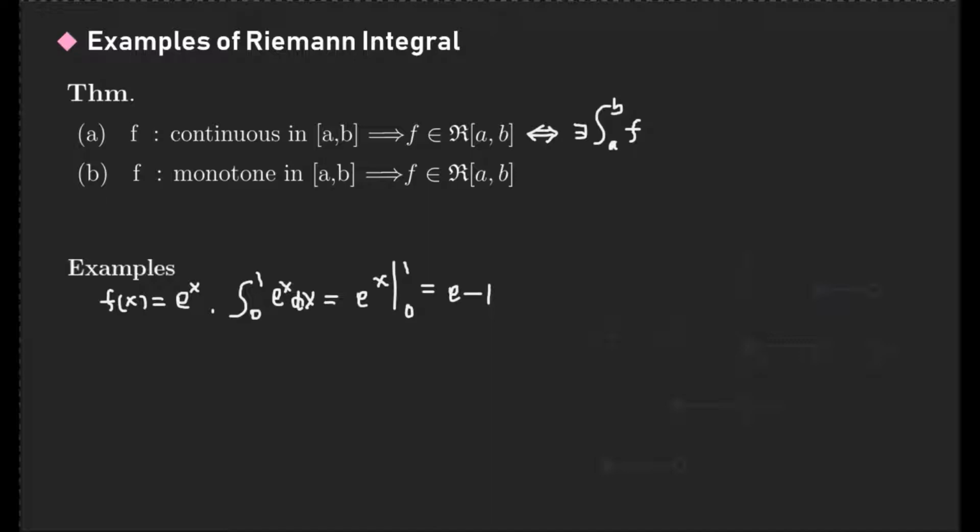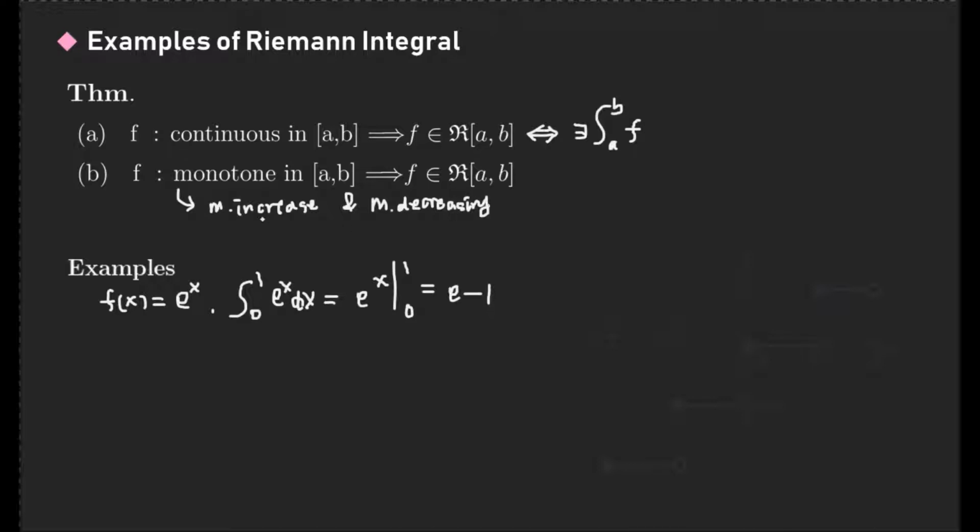Okay. The interesting theorem is the second property. Suppose f is monotone on [a, b]. What is monotone? Monotone covers two cases: monotone increasing and monotone decreasing. All together, we say monotone function.